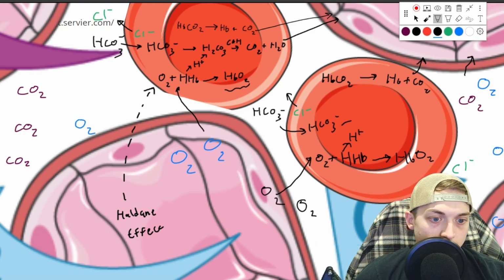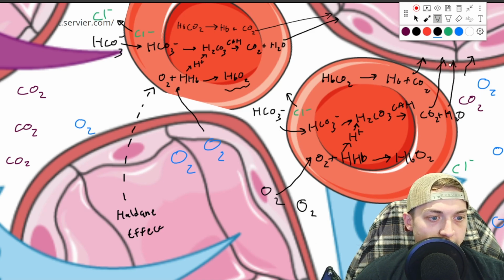Now we're going to form that carbonic acid again, H2CO3. And remember, there's only one hydrogen over here, so there's got to be another one coming from somewhere. Oh, hey, look. We got one right here, so it's going to combine together. And then, through carbonic anhydrase, CAH, we're going to get CO2 and H2O. And those are going to leave through the alveoli. That is gas exchange in a nutshell.